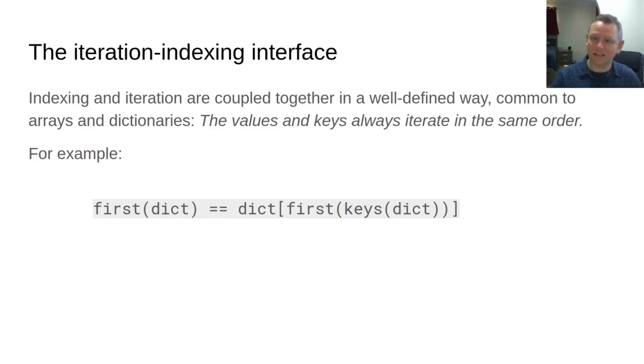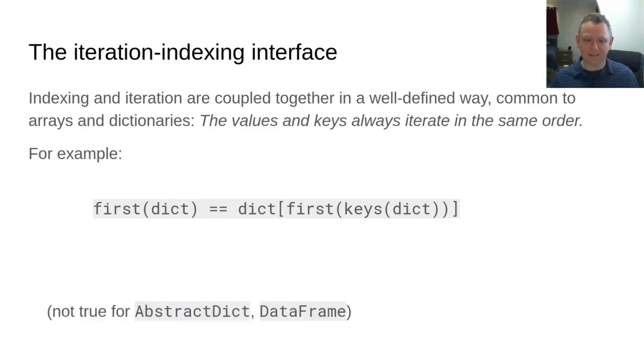So the indexing iteration interface that I'm talking about, this common interface, is simply that keys and values iterate in the same order. If you look at the first value of a dict through iteration, well, that's just indexing the dict with its first key. I would think that's a pretty obvious thing to say. Just please note that currently, as it stands, it's not quite true for abstract dict, because first of dict will return a pair. And there are some other objects, for example a data frame, which have a lot of interesting indexing behavior, but less so for the iteration and so on.